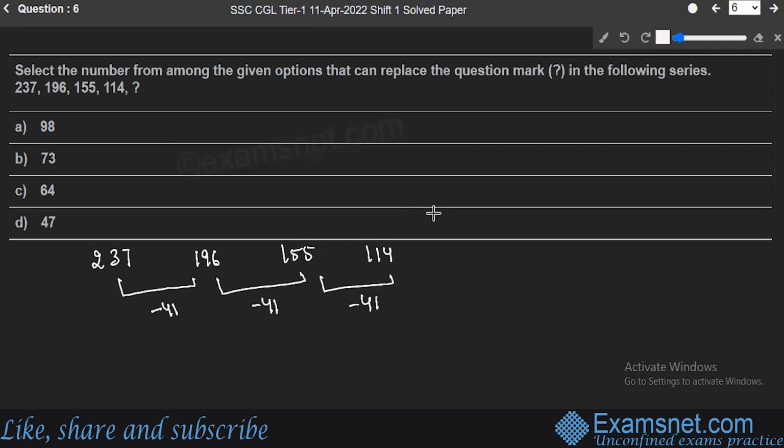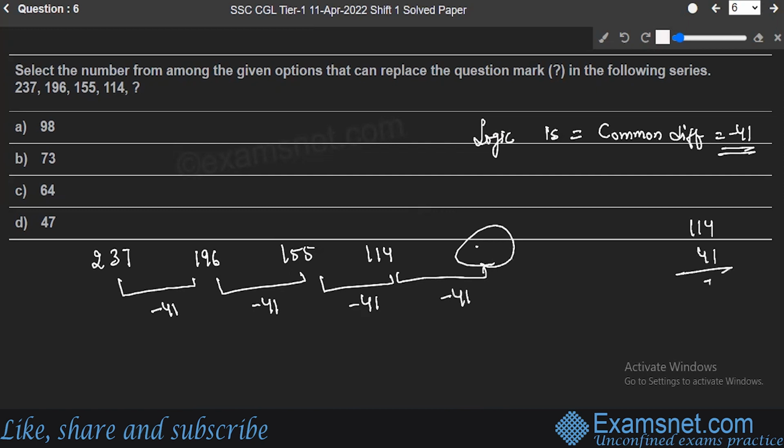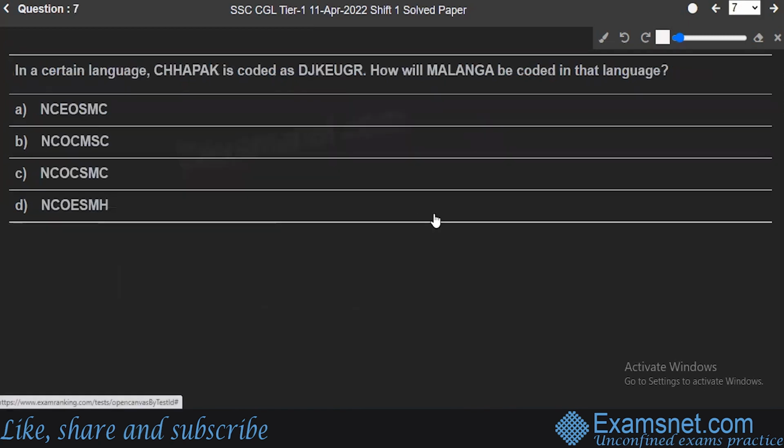So I hope we got our logic. The logic is that the common difference between them is equal to minus 41. So now I think you can tell me what will be the next number over here. The next number will be 114 minus 41, which will give you 73. So this 73, option B, will be your answer. Fine, let's move to the next question, number 7.